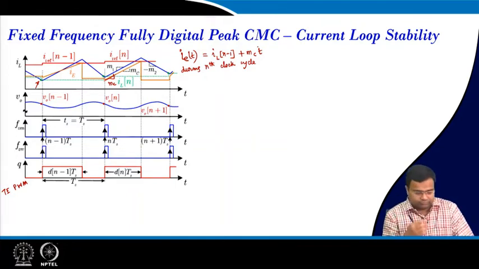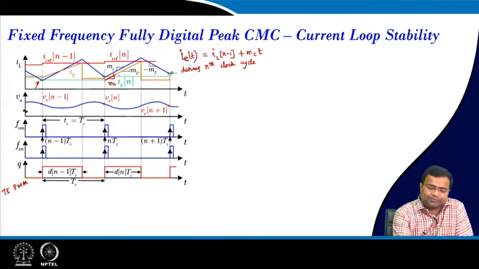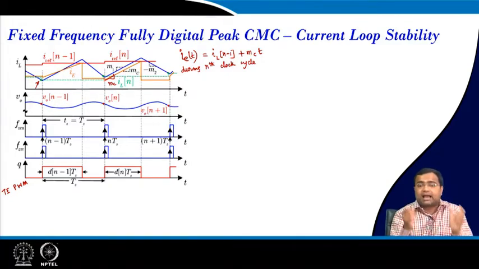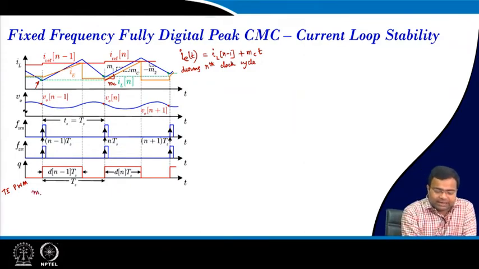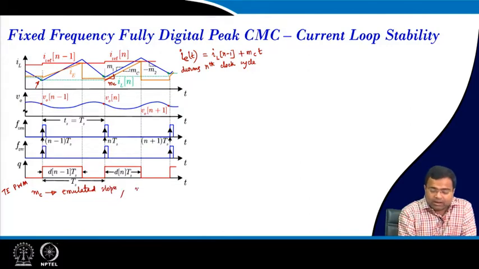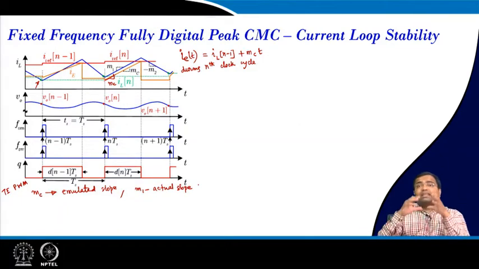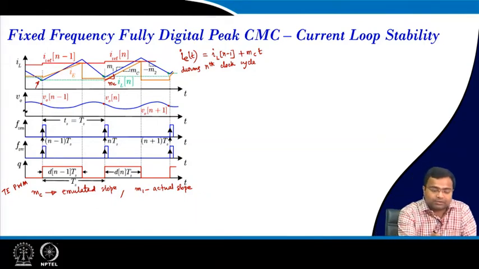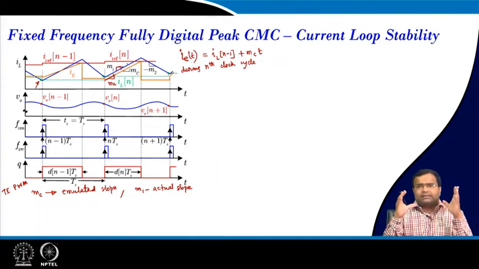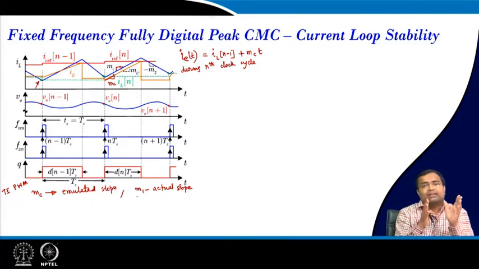Now the question is, one might think that under steady state, you take MC, the emulated slope, to be exactly identical to M1, the actual slope. So the emulated slope and the actual slope, both are the rising slope of the inductor current. You can see the blue color is the actual rising slope of the inductor current. So one might think, if you want to get the exact current waveform inside the digital platform by emulation, it is very common that we take the emulated current slope exactly equal to the rising slope.